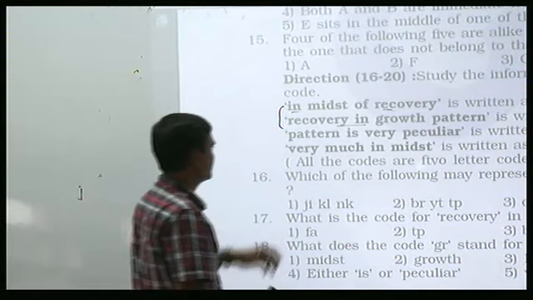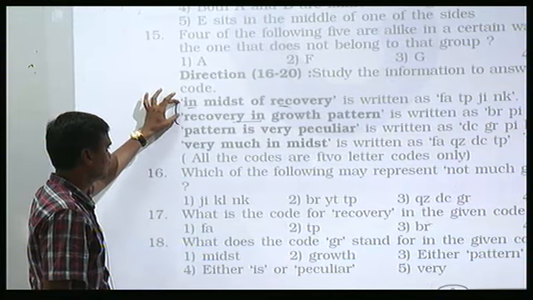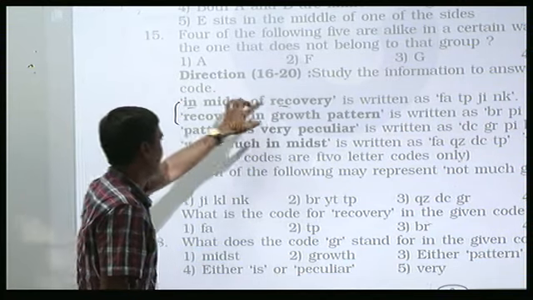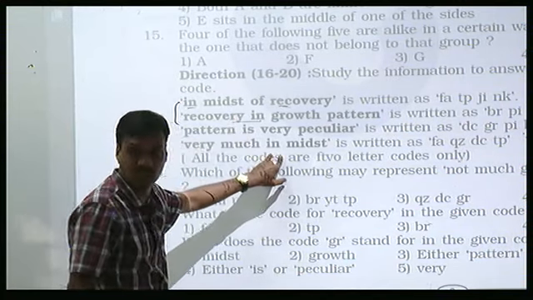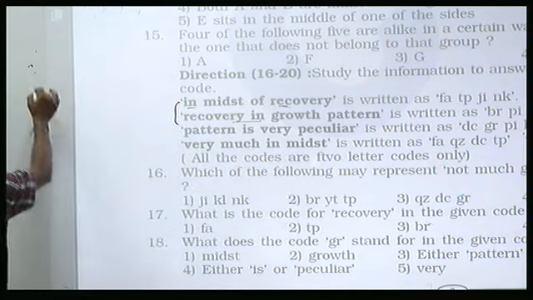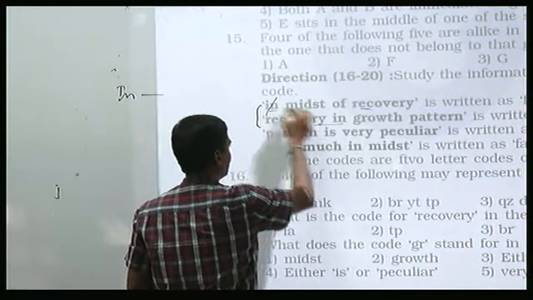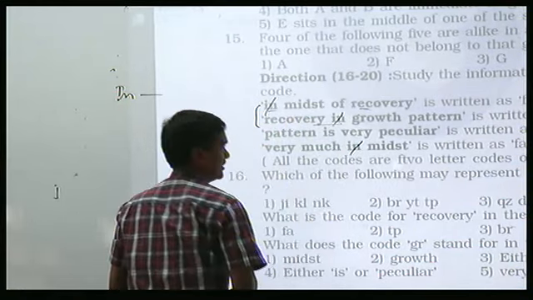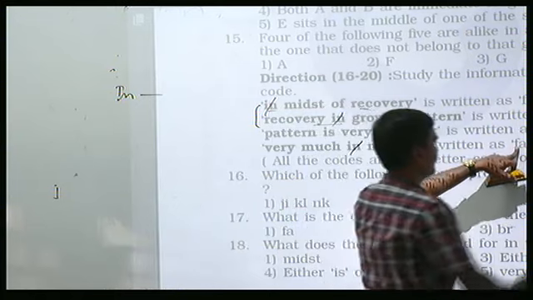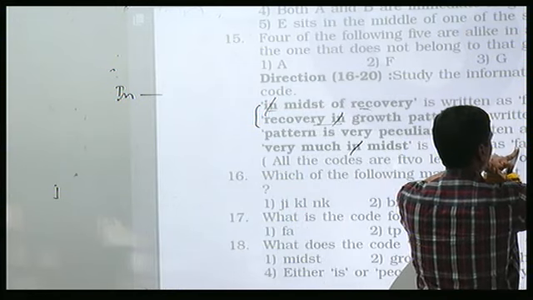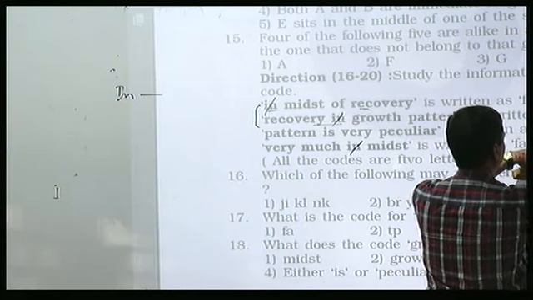And again, if you compare these three, the first, second and fourth ones: in recovery, but as here it is only in, hence in is the only word which is common in 1, 2 and 4. Then what is the code common here? FA is here but not here. Next QZ not here. DC and TP. Hence TP is common in this. Hence the code for in is TP.